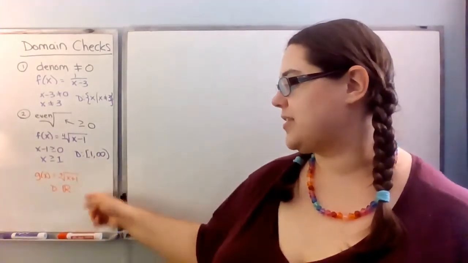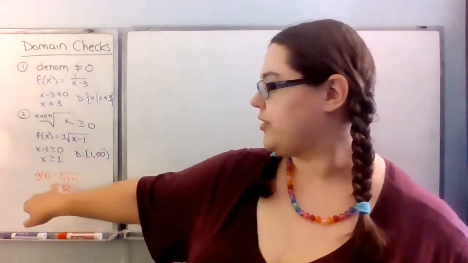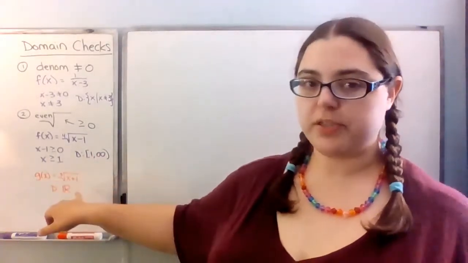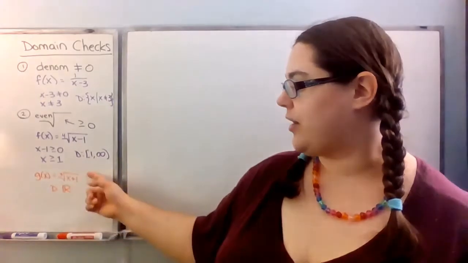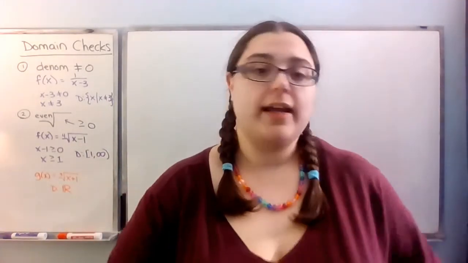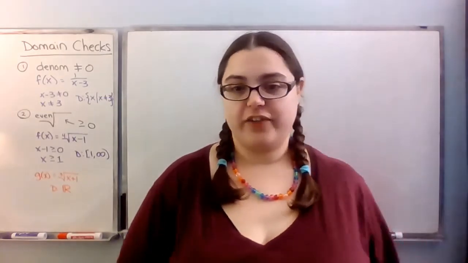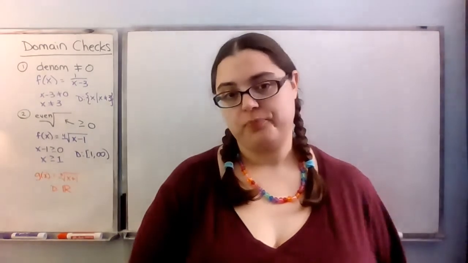Now I have one other example here just to show you if you don't have an even radical. This one is the cube root of x plus 1. If you don't have an even radical, then your domain's all real numbers. This is because you can take an odd root of a negative number, right? You could take the cube root of -8, and that'll give you -2.